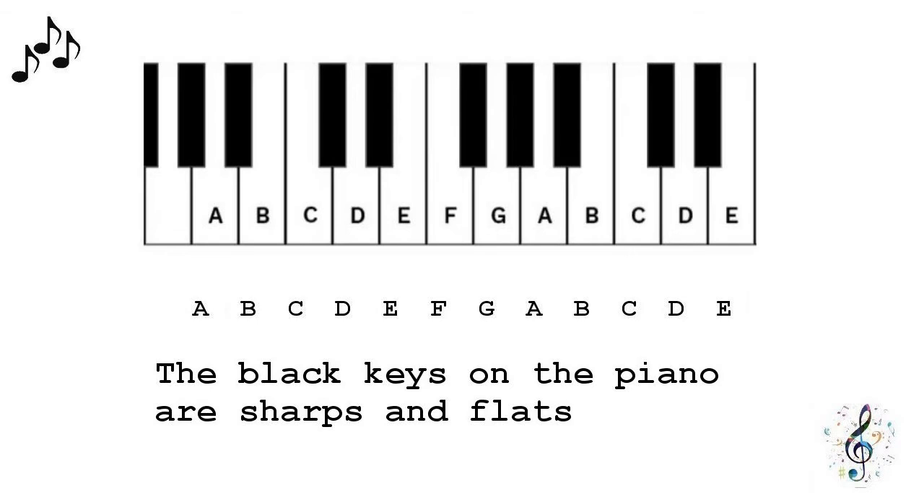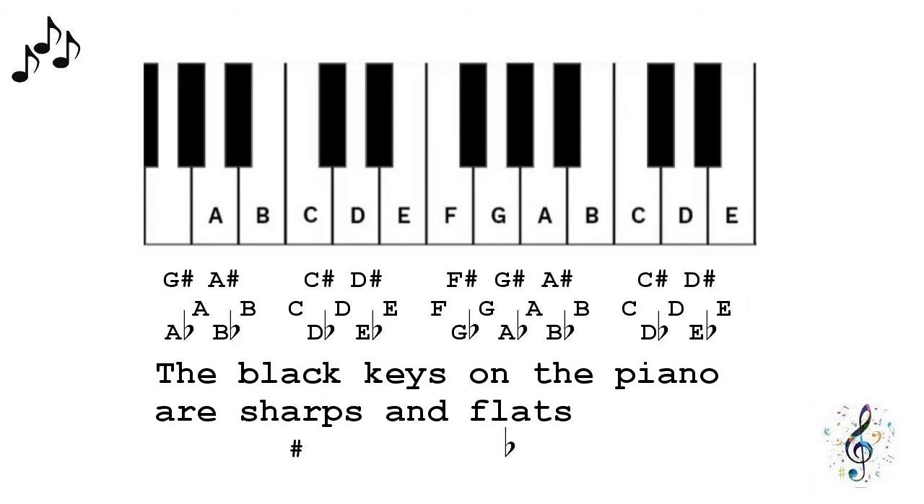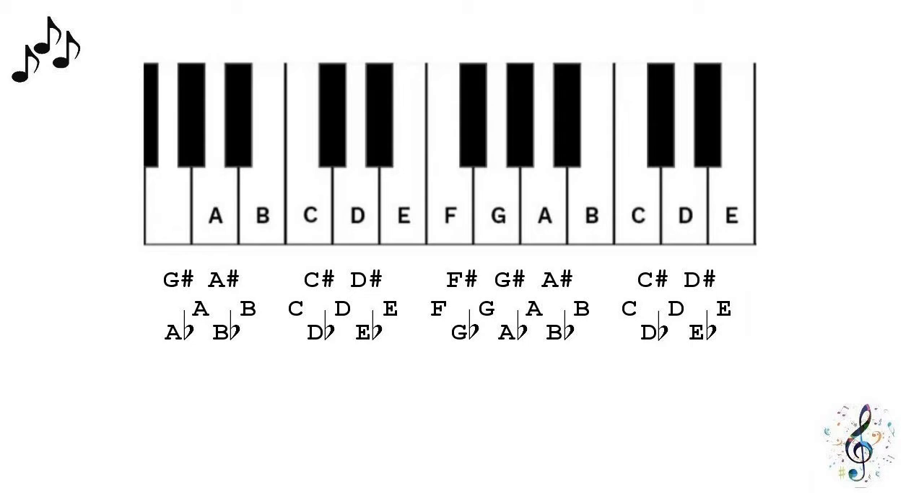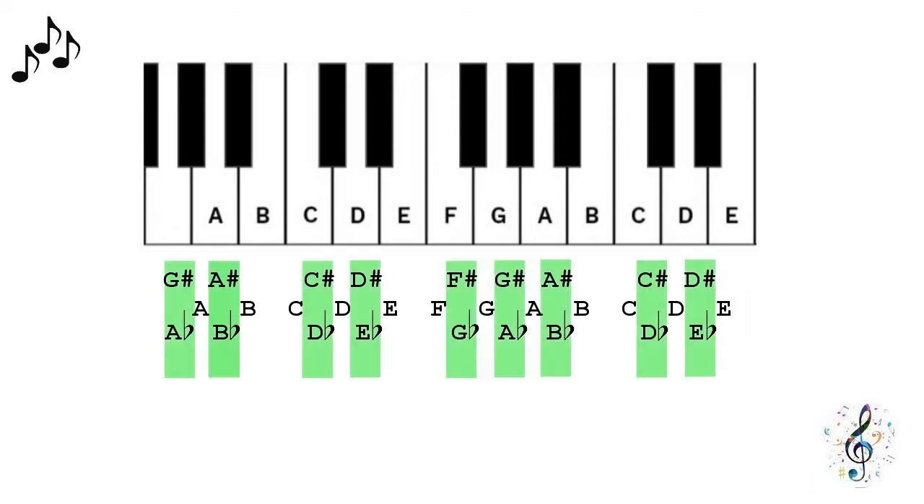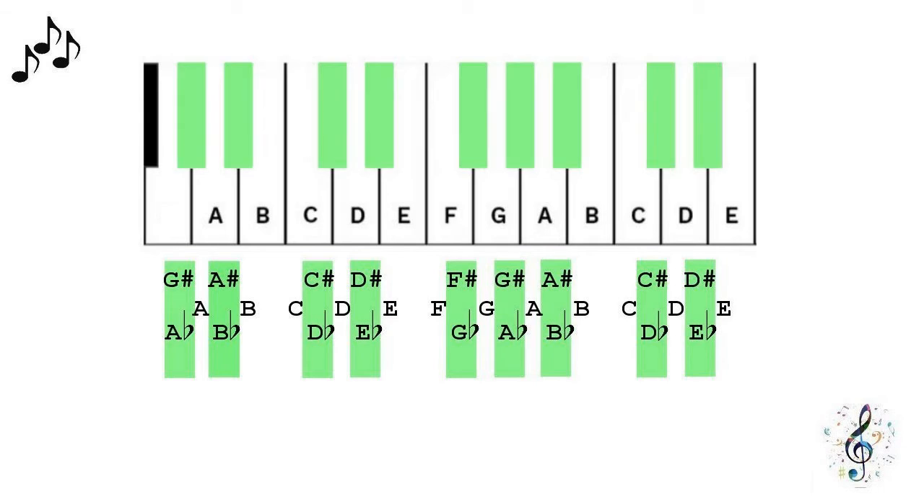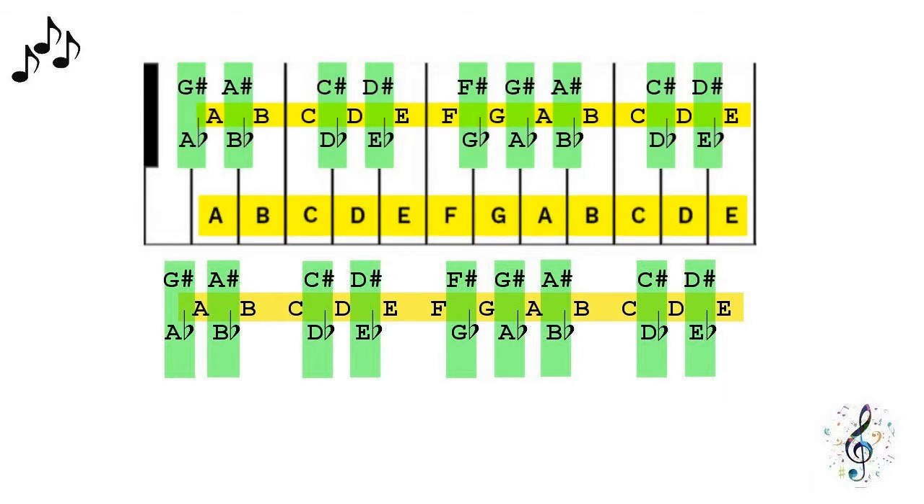The black keys on the piano are sharps and flats. They are the notes that come between the natural notes. Every sharp note has an equivalent flat note. It depends on what key the piece that you're playing is in as to whether it will have sharps or flats.